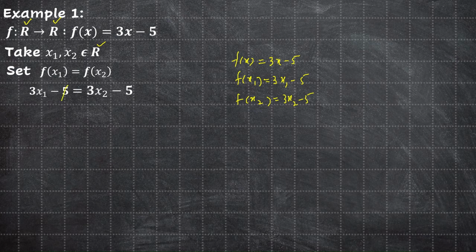Cancel out 5 on both sides. We get 3x1 is equal to 3x2. Now we cancel 3 with 3 and get x1 is equal to x2. Now note that we have supposed f of x1 is equal to f of x2, that is images are equal, and we have obtained x1 is equal to x2, that is elements are also equal. So by definition of one-to-one function, this function is one-to-one.